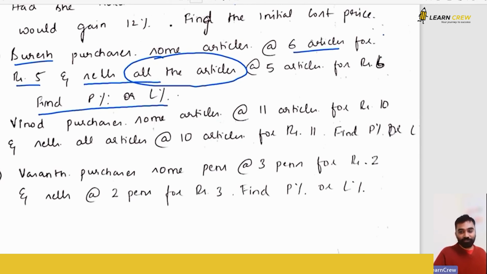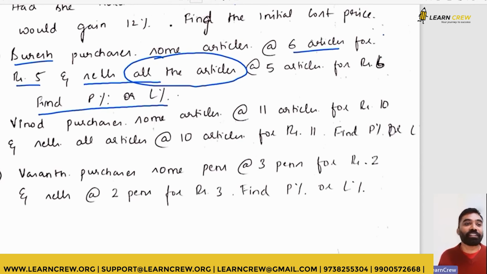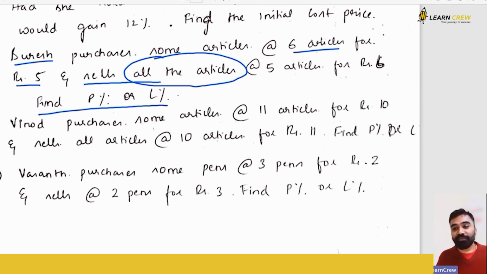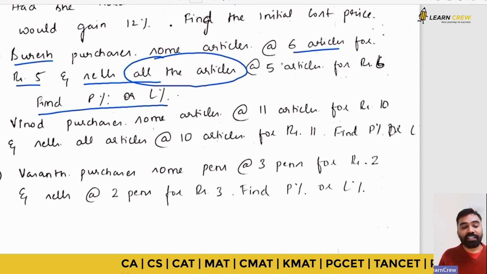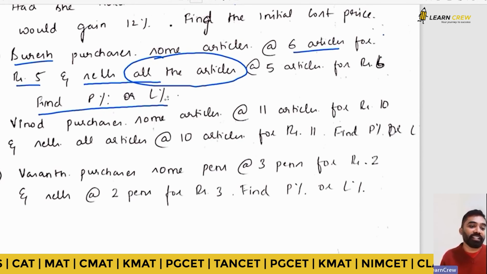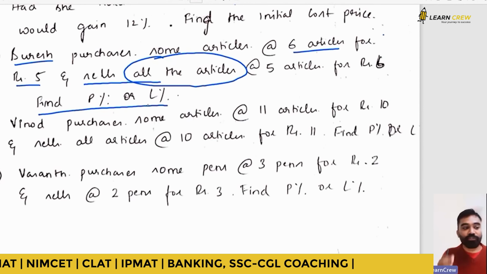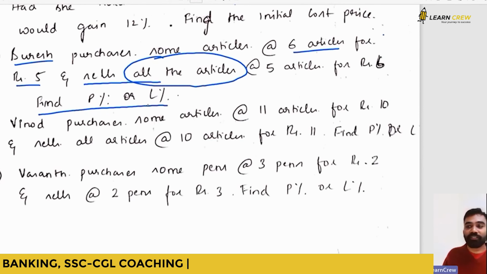Now this is just a ratio given. They are not giving a number to you. They have not specified whether it is 100 books, 200 books, anything. They are just telling Suresh purchases some articles at the rate of 6 articles for rupees 5, and sells all the articles at the rate of 5 articles for rupees 6. So you should calculate whether it is a percentage profit or loss.